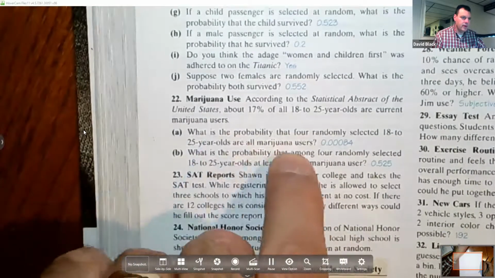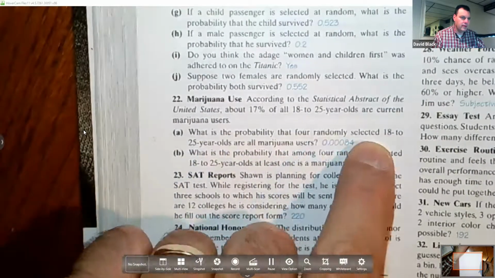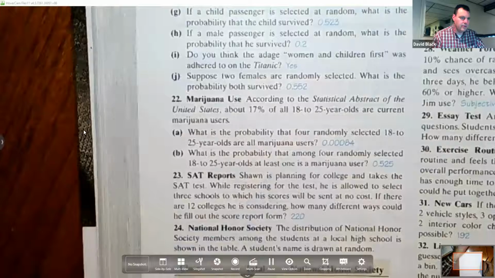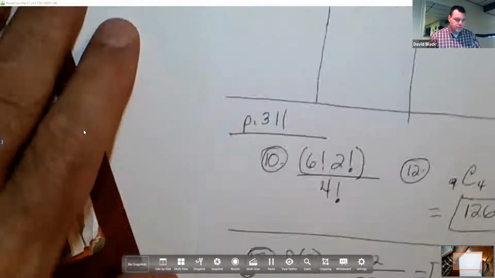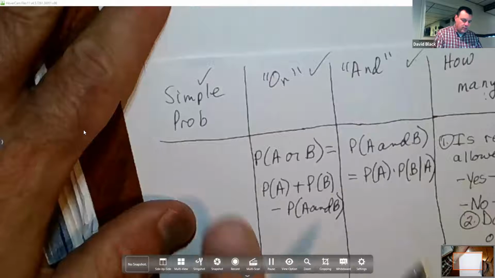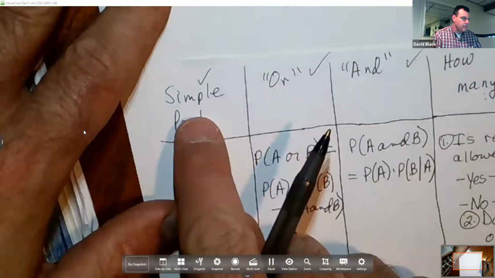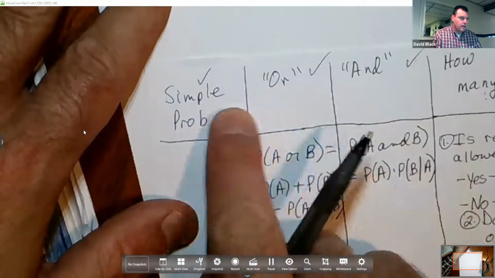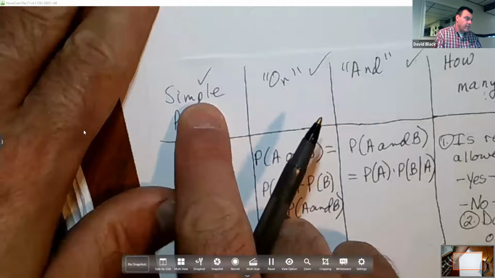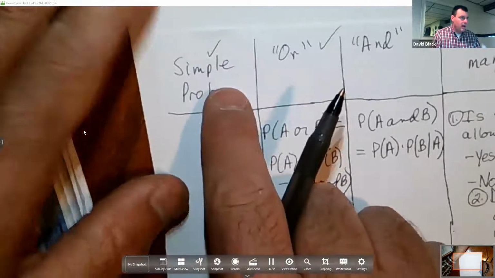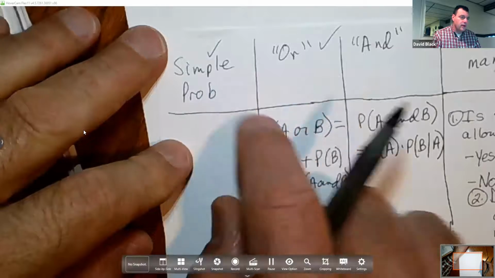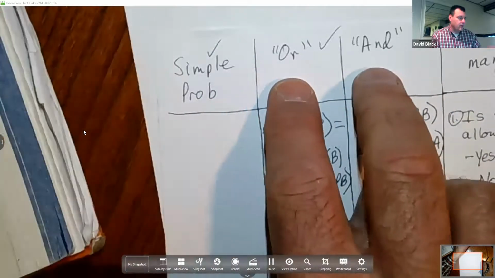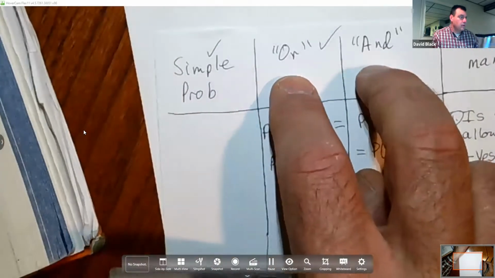So let's look at part A here. It says, what is the probability that 4 randomly selected 18 to 25-year-olds are all marijuana users? So it's probability, so it's going to be one of these 3. It's not just a simple probability because we're not just asking about one thing. We're asking about 4 things. So really, you have to boil this down to either an or problem or an and problem.